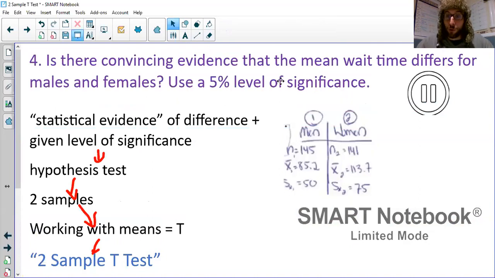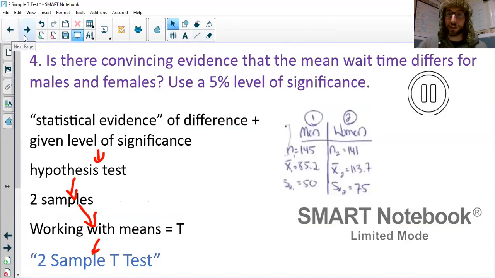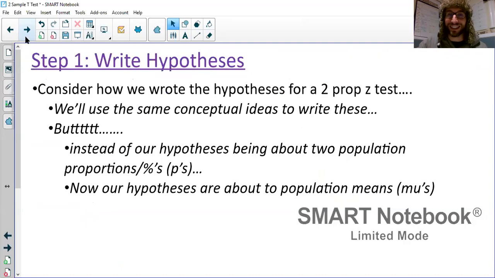This is my little table summarizing our data. We saw that yesterday. So as we go about this, right, same process as always: hypotheses, conditions, math, conclusion. And I challenge you to pause the video right now. I'm pretty confident you could do that. It's really similar to the 2 prop z-test. We're still going to assume no difference in the null. And as I get into that, right, still going to use those same conceptual ideas.